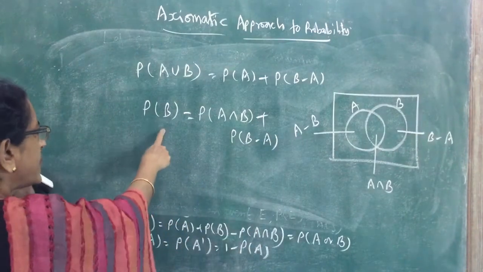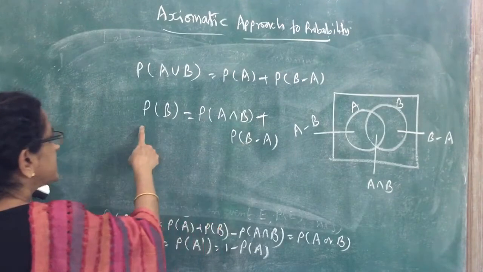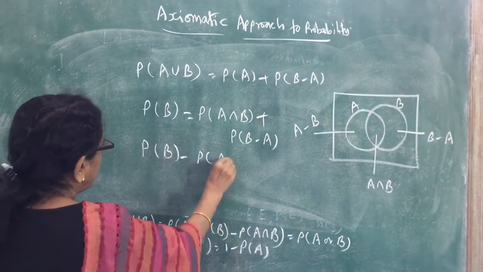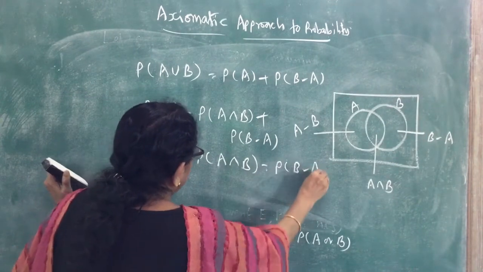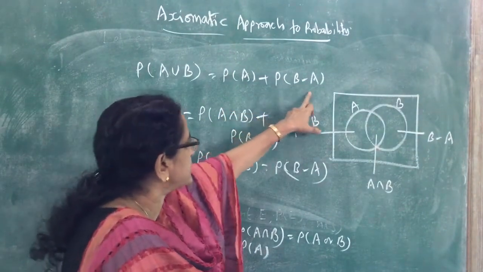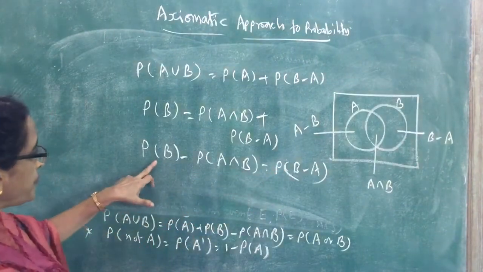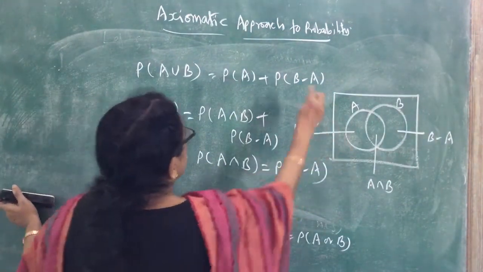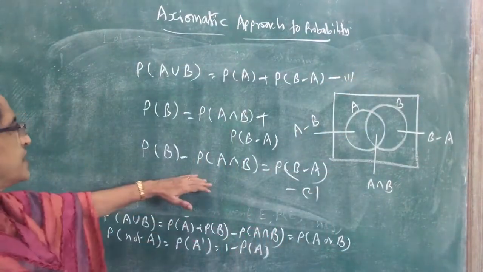Now from this equation, we get probability of B minus A. Take the probability of A intersection B to this side. So we get probability of B minus probability of A intersection B equal to probability of B minus A. So we can substitute, in the place of probability of B minus A, probability of B minus probability of A intersection B. Suppose this is 1, this is 2. So substitute this in equation 1.